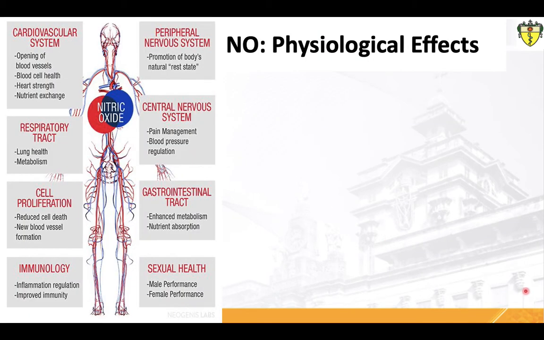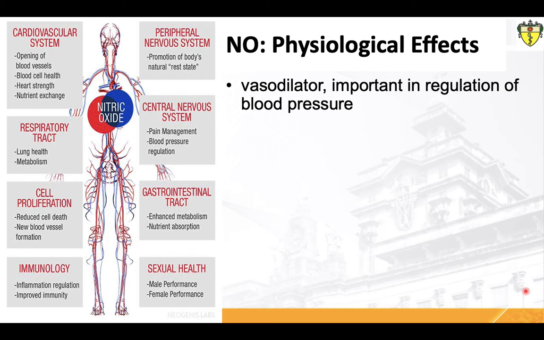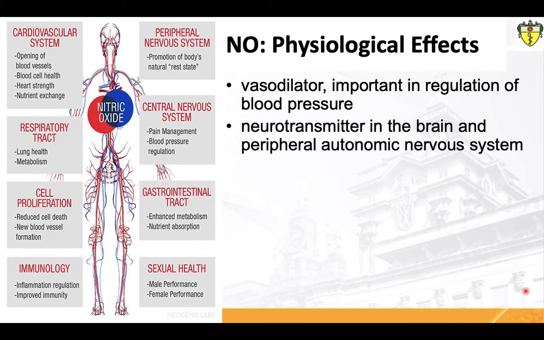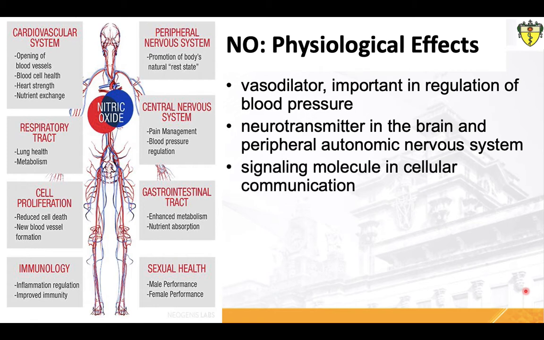Here is a brief list of the physiologic effects of nitric oxide. We will be discussing this in greater detail when we go to the different isoforms of nitric oxide synthase. First, nitric oxide is a potent vasodilator which plays a very important role in the regulation of blood pressure. Secondly, it can also act as a neurotransmitter in the brain and peripheral nervous system. Thirdly, nitric oxide is also a signaling molecule involved in cellular communication.